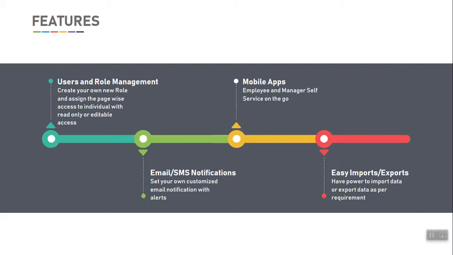You can customize email notifications with alerts, and there are several standard background notifications we have set on certain actions. For example, when an employee applies for leave, as soon as he submits the leave application, the manager of that employee is immediately notified via an email that so-and-so employee has applied for leave, so the manager can approve it on time.